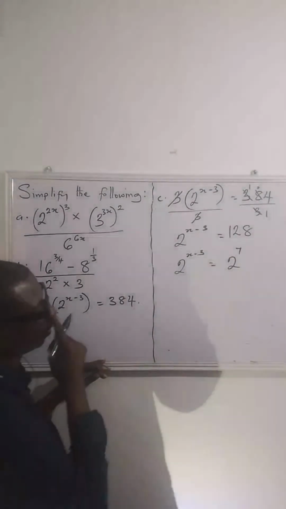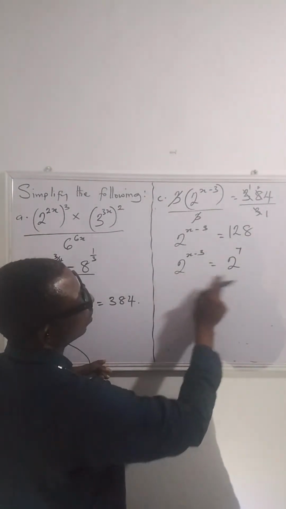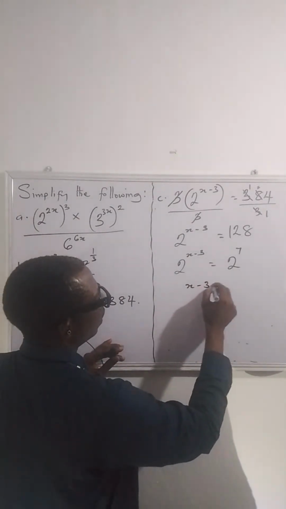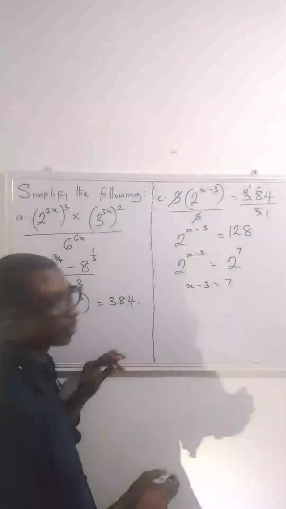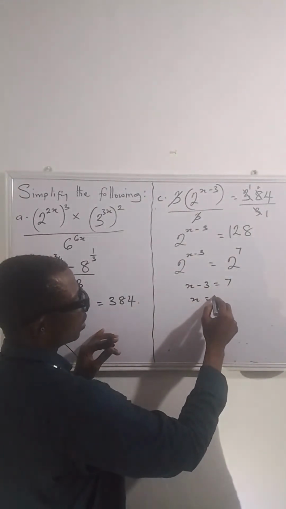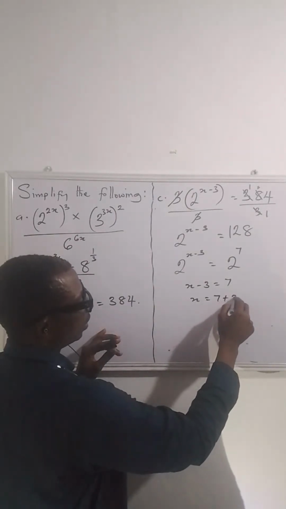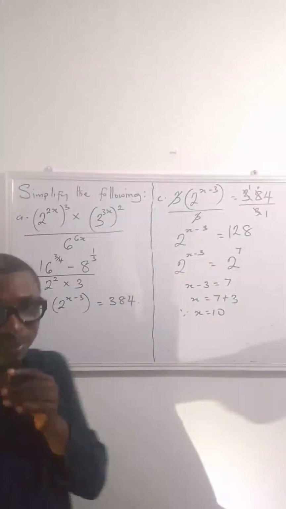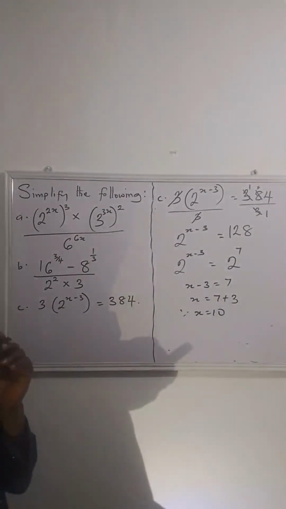Okay? So now here you can see the bases are equal, so you can equate the powers. So we have x minus 3 equals 7. And then you move this one to this side. So you have x equals 7 plus 3. So therefore, x equals 10. You can see that's pretty simple. All right. Okay. So that is it.